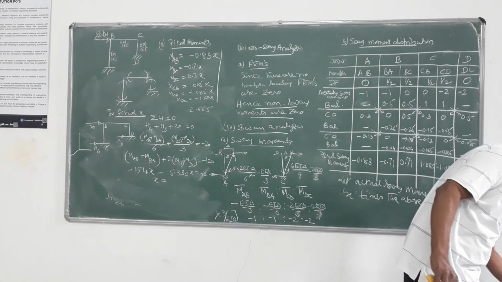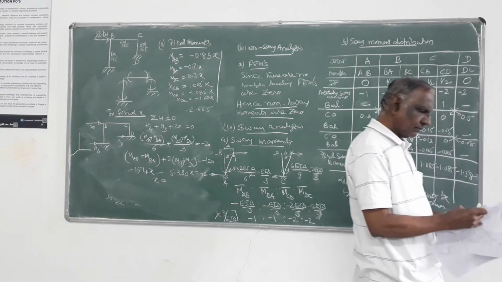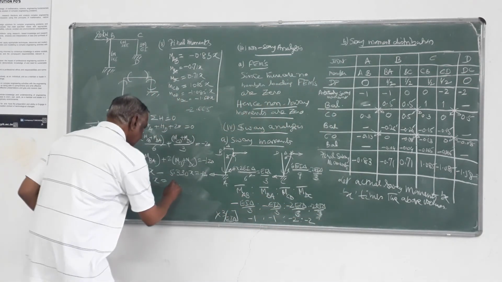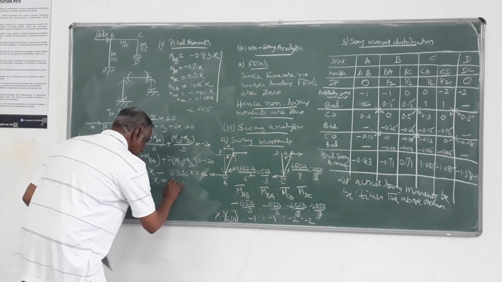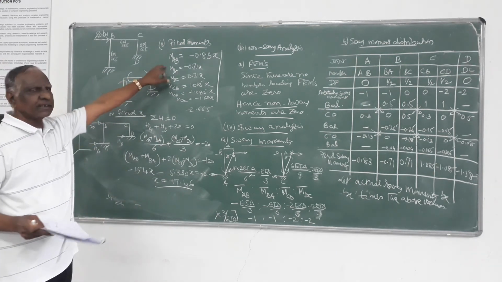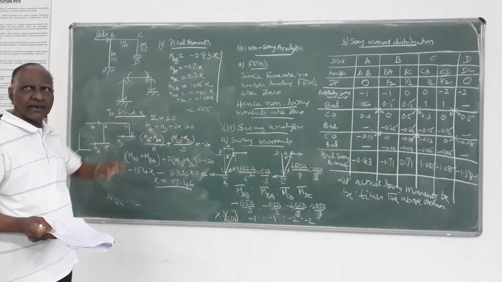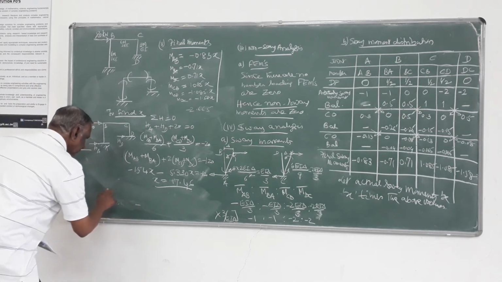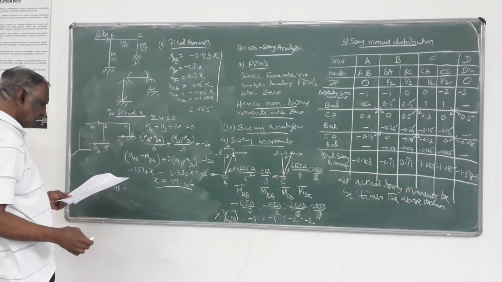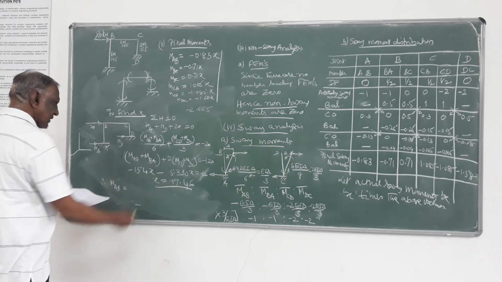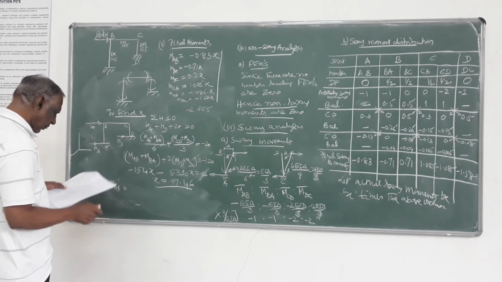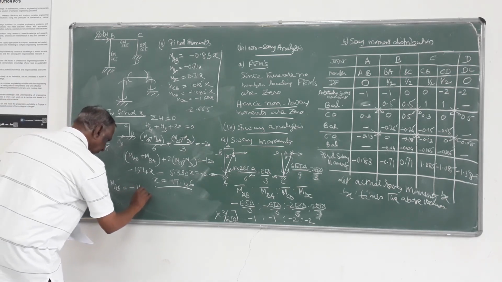The x value you are going to get, I think, is 17.46. So substitute this value here, you will get MAB, MBA and all those things. After substituting, MAB you will get 0.83 into 17.46, that is minus 14.5.